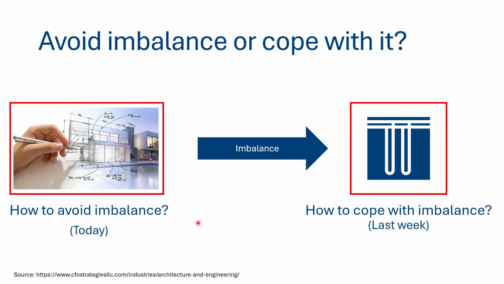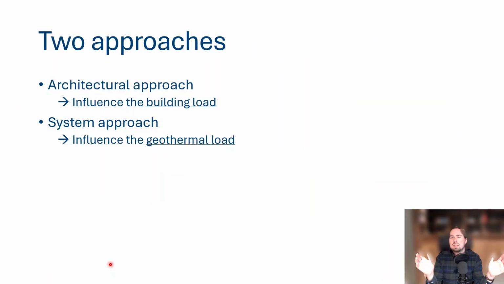Today we will be taking a step back and thinking about the problem: how can we avoid the imbalance? Because if we don't have an imbalance, we don't have to solve it at the geothermal design stage. There are two different approaches. We can look at this problem from an architectural point of view, and then we're trying to influence the building load itself. Or we can look at it from a system approach, and then we're influencing the geothermal load. We will cover both in the next minutes.